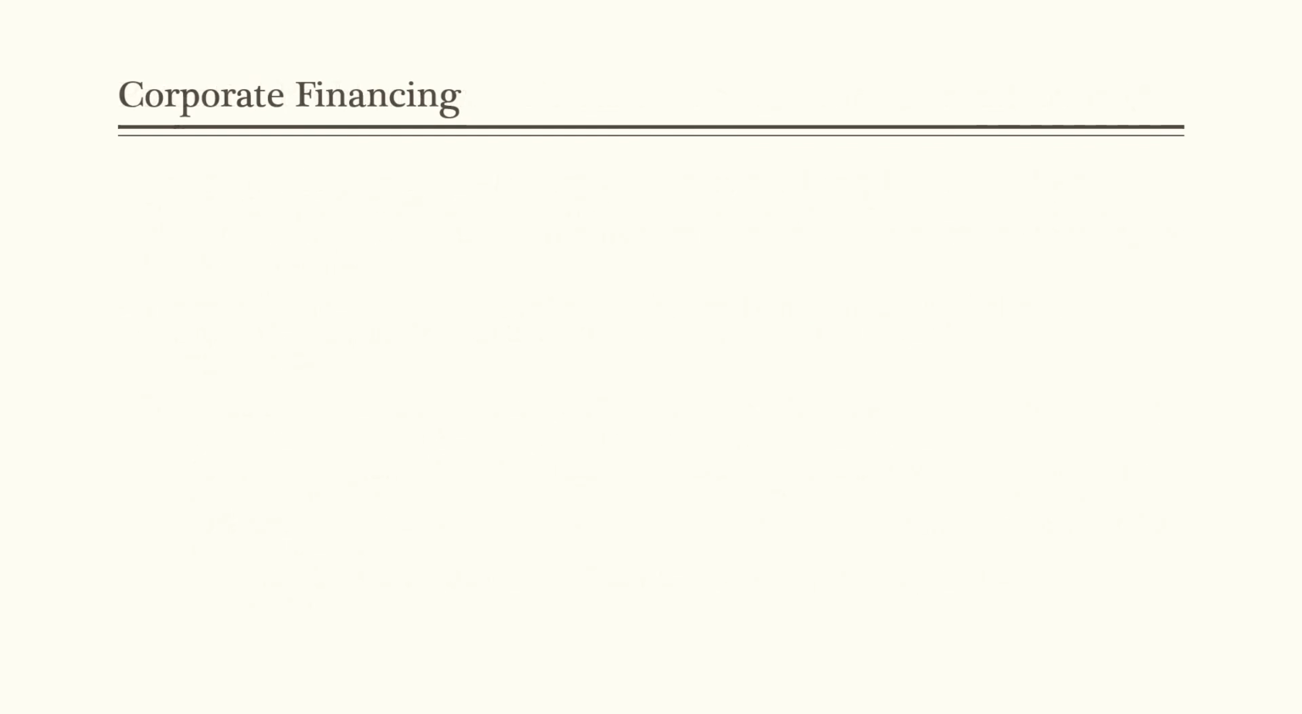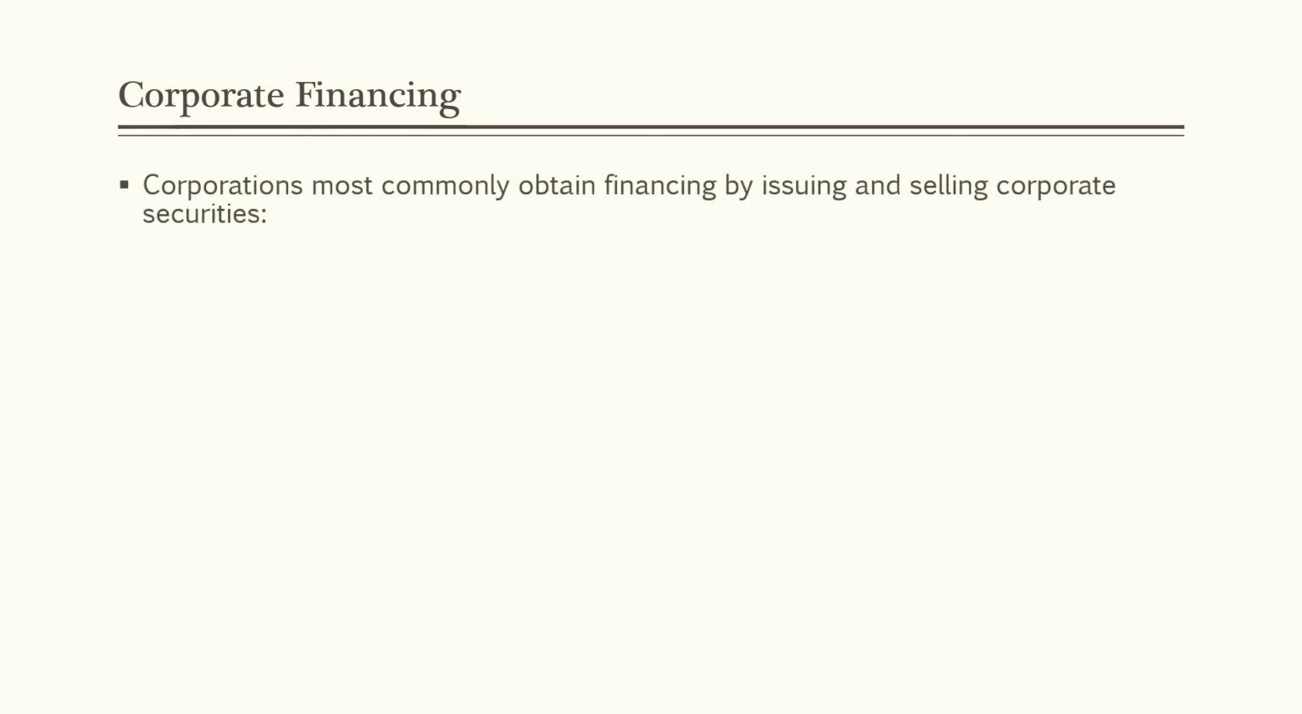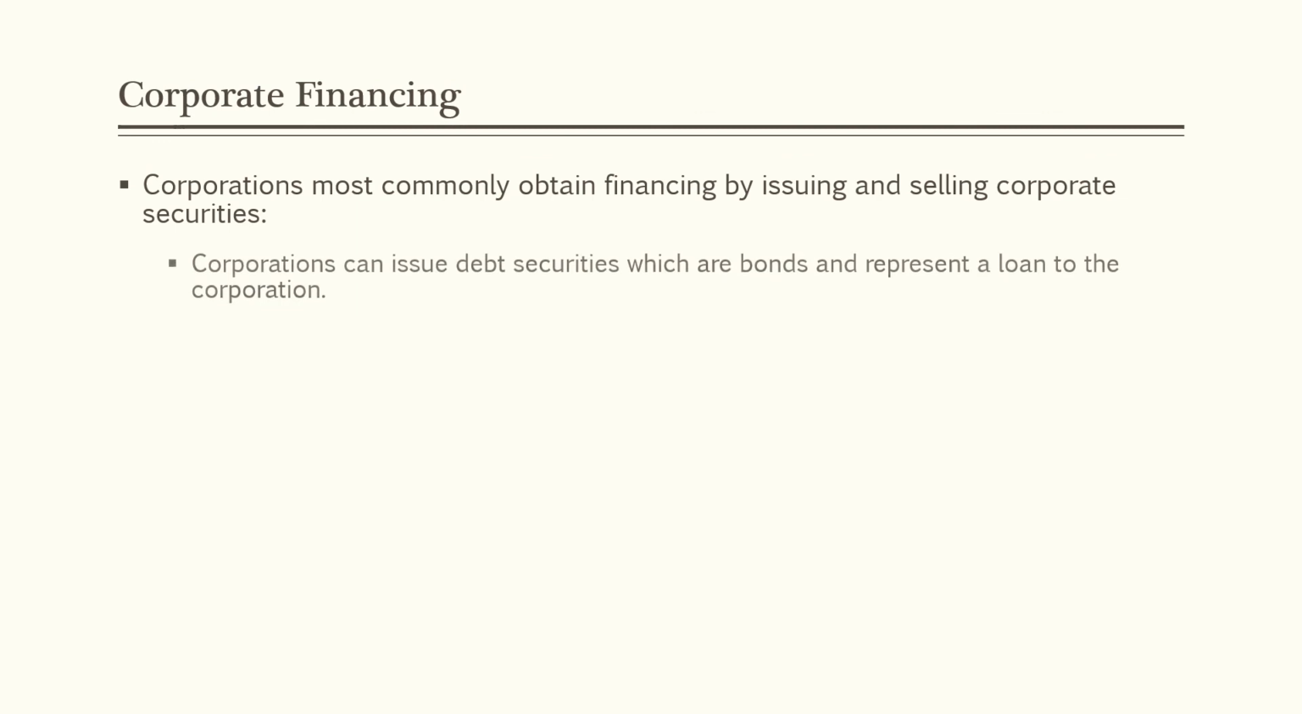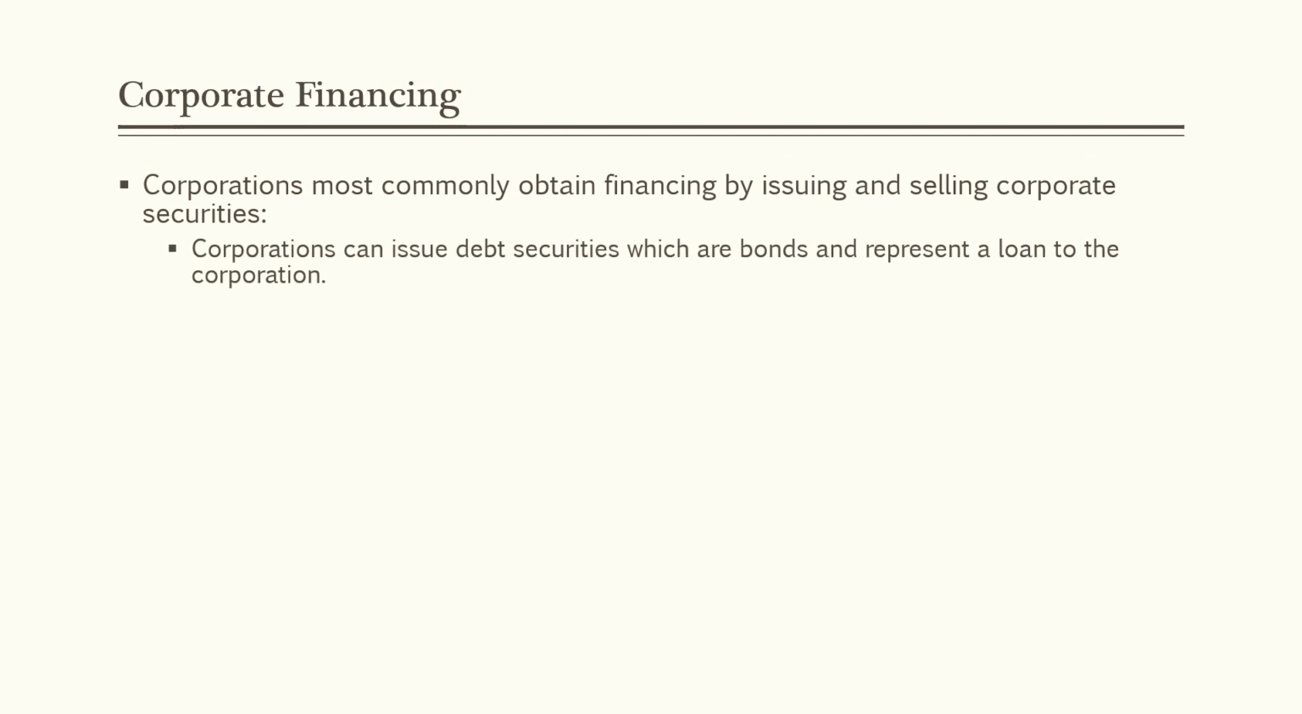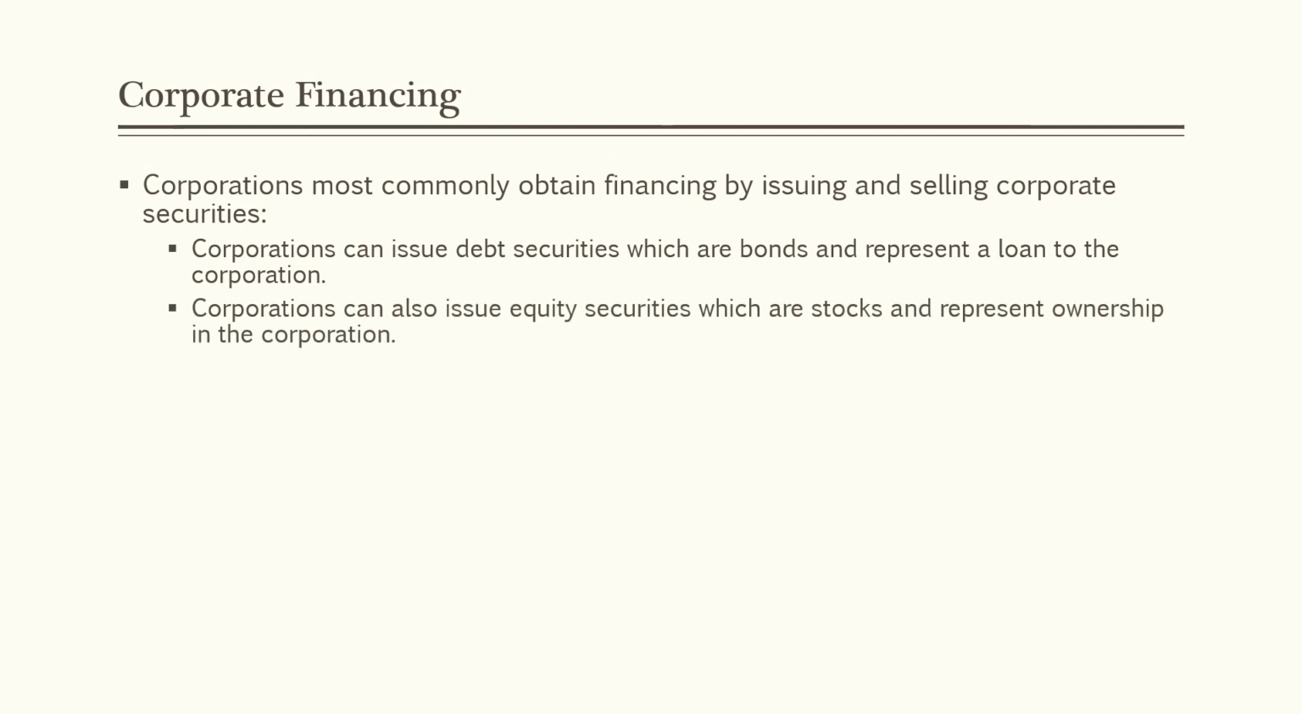The last topic we're going to cover in part 1 is corporate financing. Corporations, like every other business, need a source of funding. Corporations most commonly obtain financing by issuing and selling corporate securities. Corporations can issue debt securities, which are bonds and represent a loan to the corporation. Corporations can also issue equity securities, which are stocks and represent ownership in the corporation.